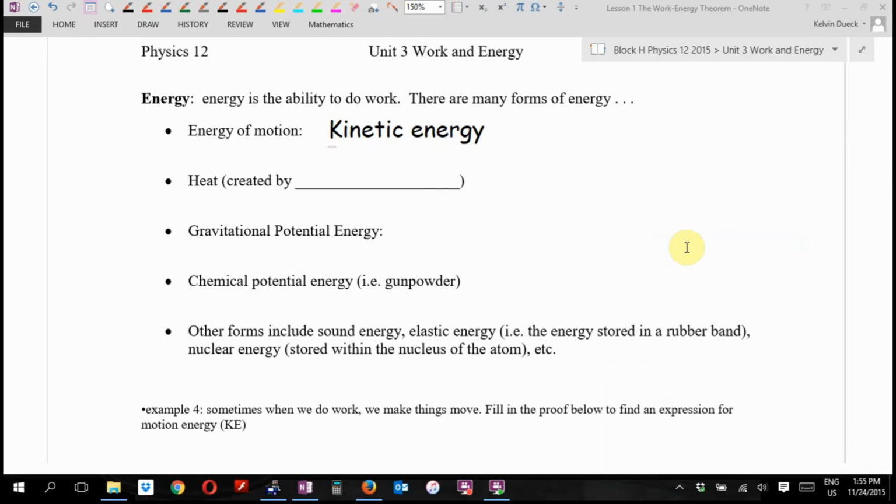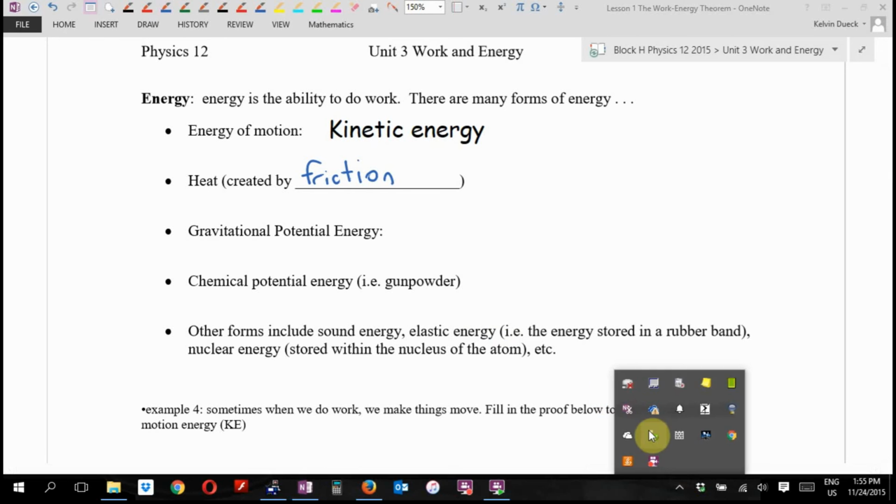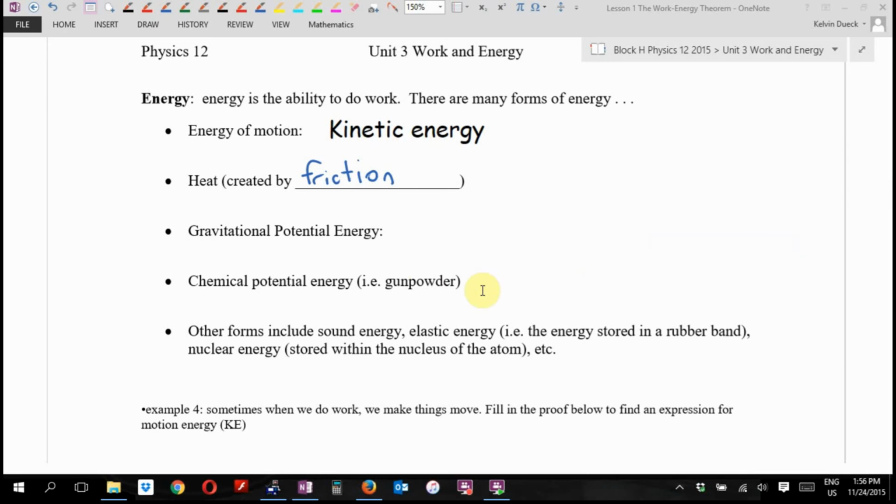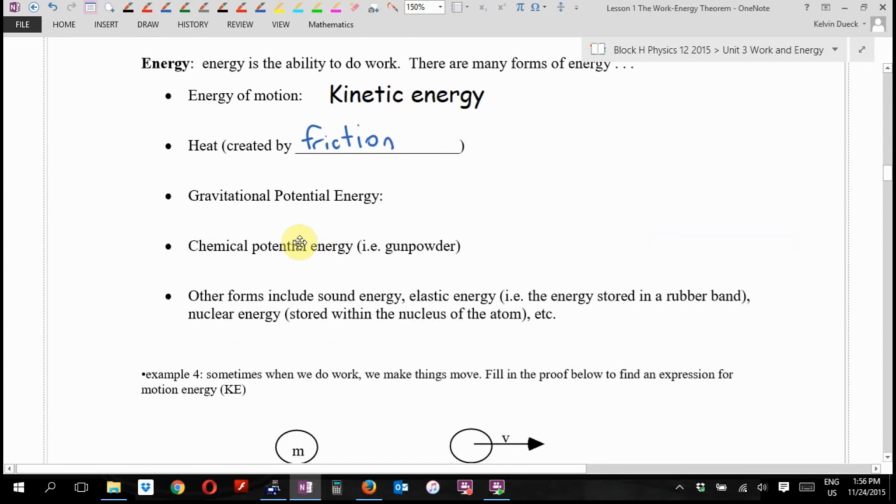Another type of energy is heat. Which force creates a lot of heat? Friction. We're going to pretend that all heat comes from friction, just to keep the math simple. Gravitational potential energy. And again, chemical potential energy. This is energy that's stored in chemicals.